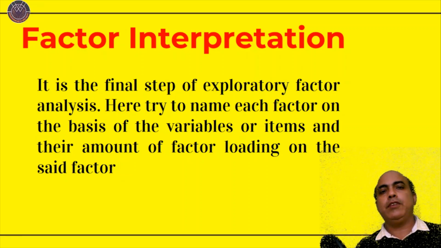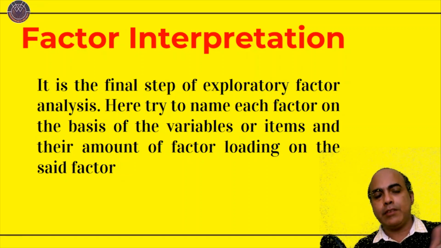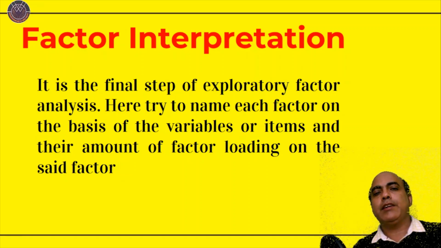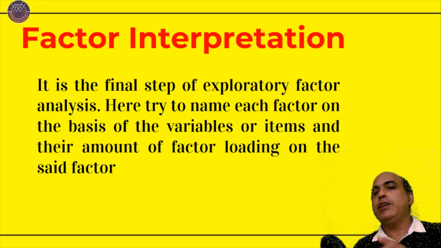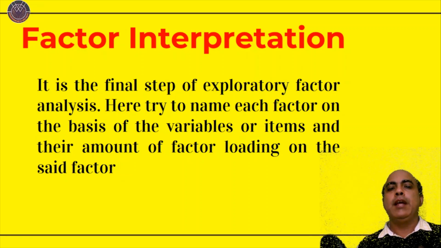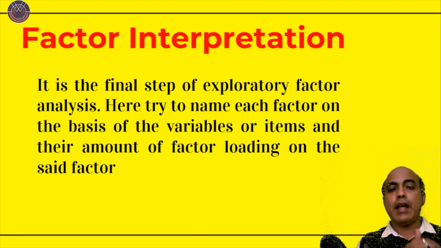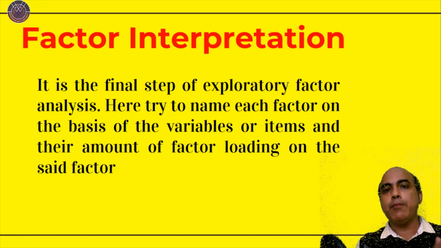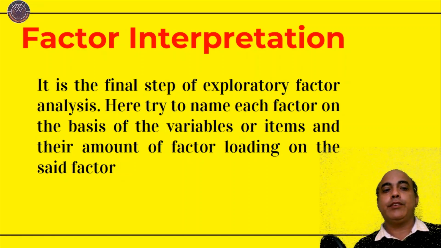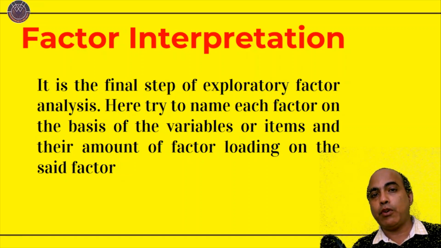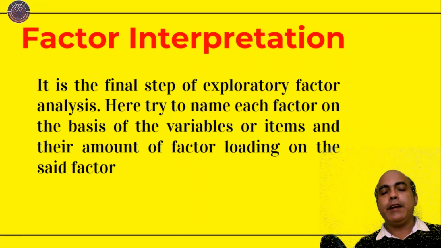So these particular items, when we can see, we can name that factor as the first factor, the physical aspect of the individual. The second one can be named as the psychological aspect of the individual. So this way we are giving the names of the factors. Based on the variables under investigation, we can always give a name. We can also take into consideration the amount of factor loading each variable is responsible for in that particular factor. Let us take one more example.